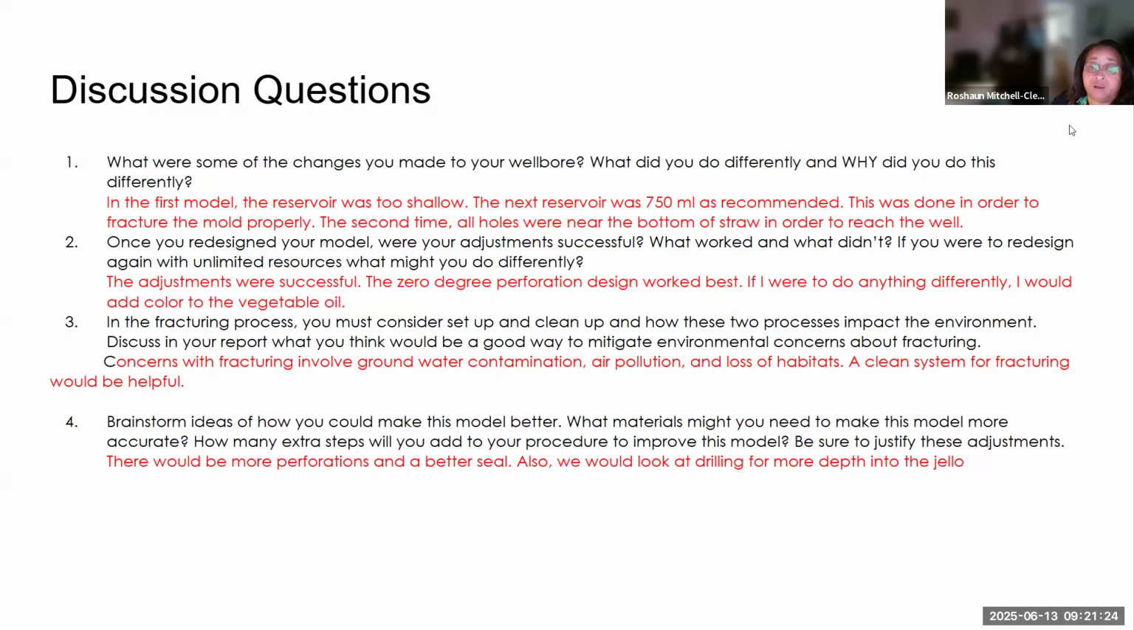And then the second question asks, once you redesign your model, were your adjustments successful? What worked and what didn't? If you were to redesign again with unlimited resources, what might you do differently? So the adjustments were successful. The 0-degree perforation design worked the best. And if I were to do anything differently, I would add color to the vegetable oil so you can clearly see that this is the vegetable oil. That probably would be one of the things that I would do.